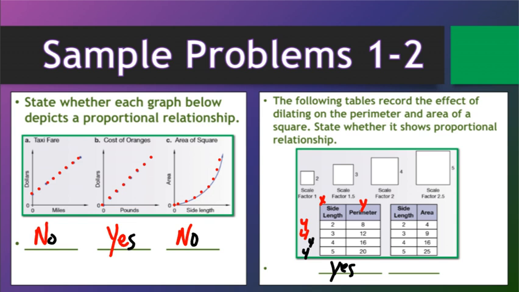This next one, do the same thing. Our y divided by our x, or our area divided by side length. 4 divided by 2 is 2. 9 divided by 3 is 3. 16 divided by 4 is 4. And 25 divided by 5 is 5. They all have different constants. So no, this is not a proportional relationship. So let's make sure when you're doing these, you're always taking your y divided by your x.